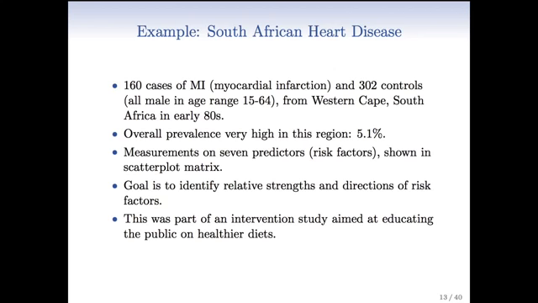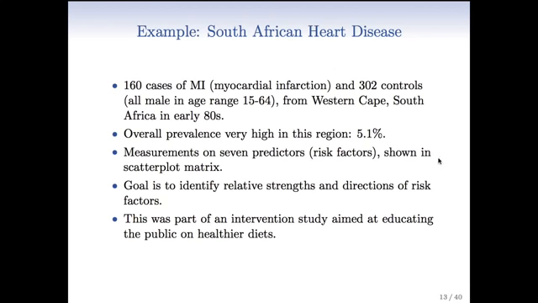And for these people, they were all white males in the age range 15 to 64, and they were from this Western Cape region of South Africa. This was done in the early 1980s. So in this region, the overall prevalence was very high for heart disease, 5.1%, which is very high risk.